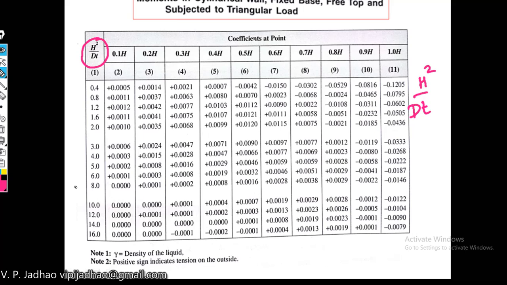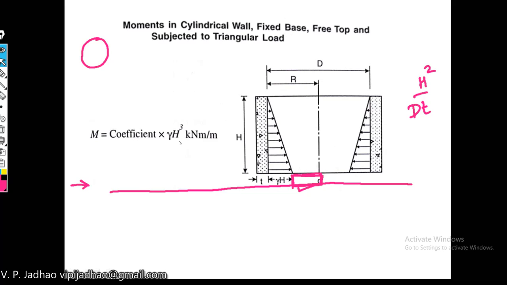Let us consider we have got the value of h square upon dt as 8. Then find the maximum value of your coefficient in this particular line. Here you can see the maximum value of coefficient is 0.38. So we will be using this coefficient value, 0.38, for calculating the bending moment. Just keep this value of coefficient in the formula M is equal to coefficient into gamma into h cube, and you will get the value of bending moment.